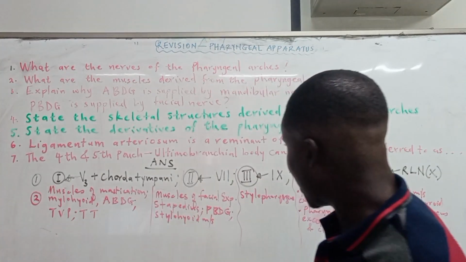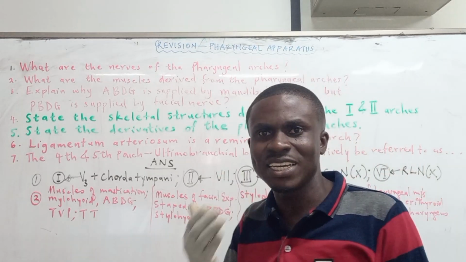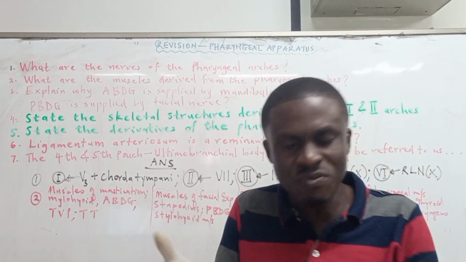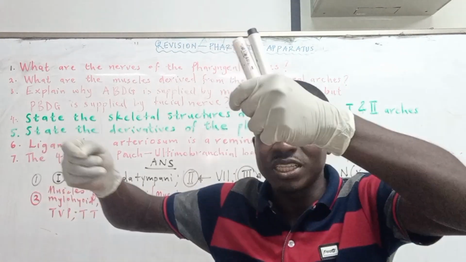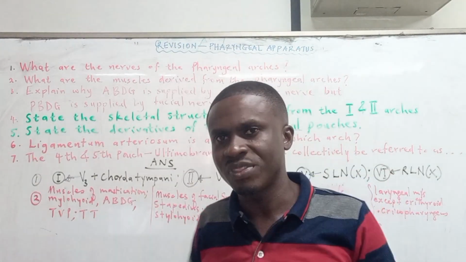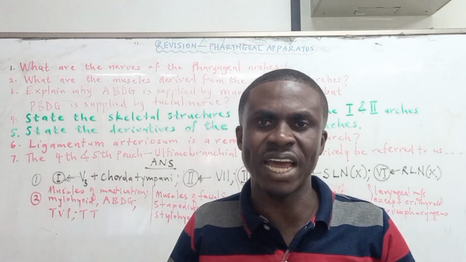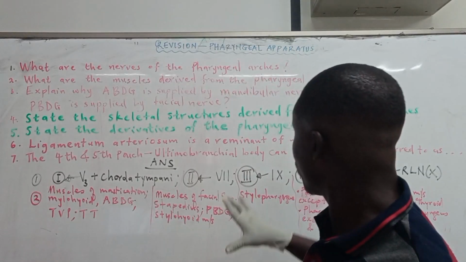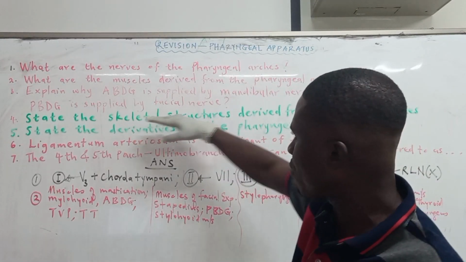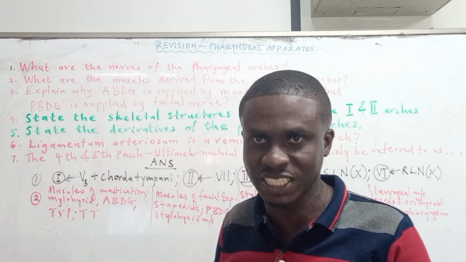Yes. And then when we look at the third arch, it is going to give us the lower body of the hyoid, including, of course, the posterior, the greater horns of the hyoid bone. That is what we see. So that answers our fourth question, the skeletal structures derived from the first and second arches.